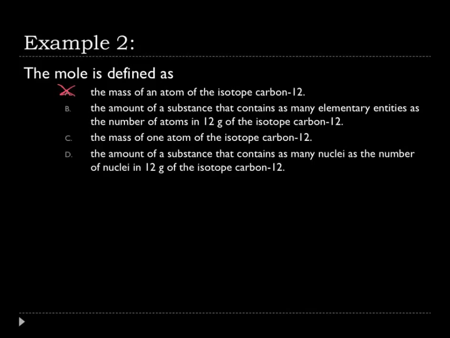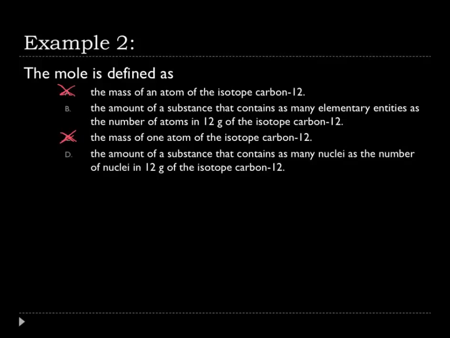That sounds feasible. This term elementary entities is a bit mysterious, so maybe we'll have a look at the other answers as well. C says it's the mass of 1 atom of the isotope carbon-12. That answer is exactly identical to A. It's kind of weird, so we can cross that one off too. This was taken from an exam, by the way. Then the fourth possible answer is the amount of a substance that contains as many nuclei as the number of nuclei in 12 grams of the isotope carbon-12. Okay, so it's B or D.